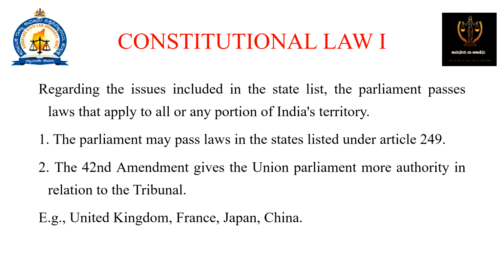Regarding the issues included in the state list, the Parliament passes laws that apply to all or any portion of Indian territory. The Parliament may pass laws in the states listed under Article 249. The 42nd Amendment gives the Union Parliament more authority in relation to tribunals. Example: United Kingdom, France, Japan, China.